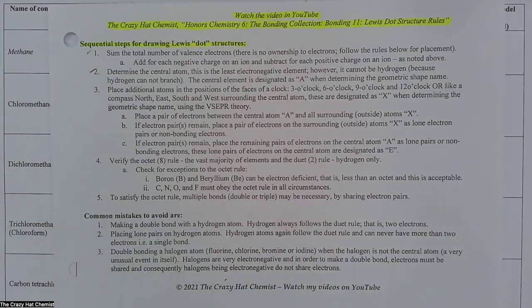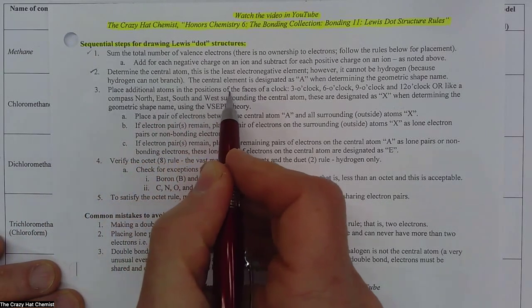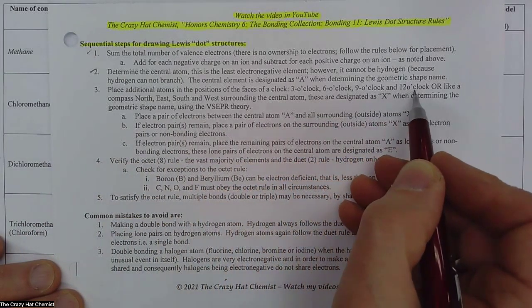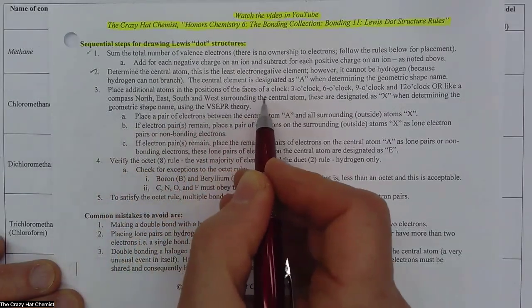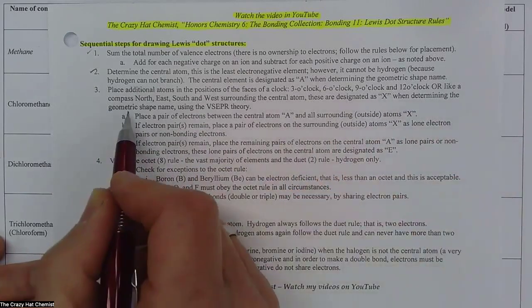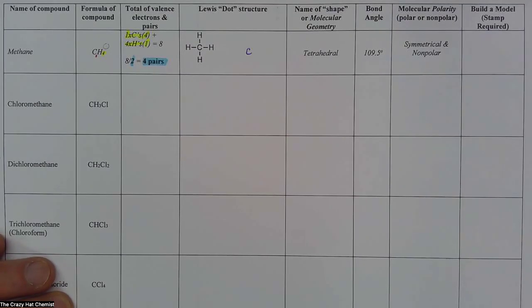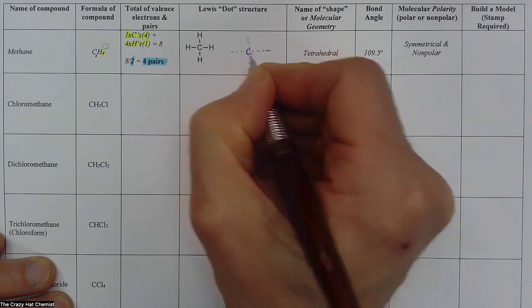Now we're going to read rule number 3 so that we can carry on here. Number 3 says place additional atoms in the positions of the faces of a clock, 3 o'clock, 6 o'clock, 9 o'clock, and 12 o'clock, or like a compass, north, east, south, and west, surrounding the central atom. These are designated as X when determining the geometric shape name using the VSEPR theory. What we're going to do is place these elements kind of like the face of a clock. So I'll just dash this in pencil here so that you get this idea.